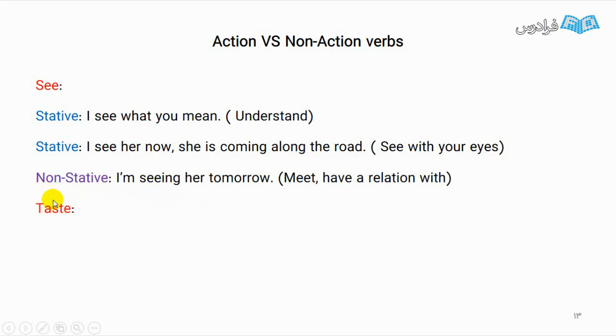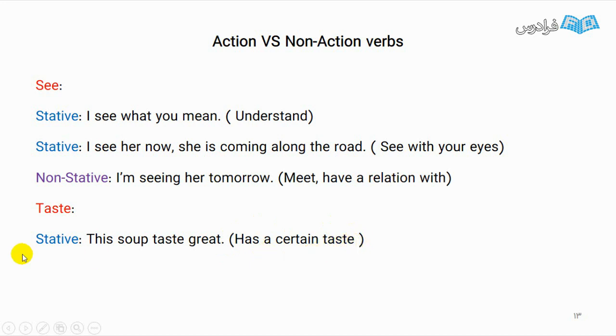Verbs like taste, smell, and feel follow this rule. This soup tastes great. When I'm talking about a certain taste or smell or feel, this verb is stative or non-action. But the chef is tasting the soup. Here, tasting means eating or testing its taste. Then this is a non-stative or action verb. Then I'm allowed to add ing.